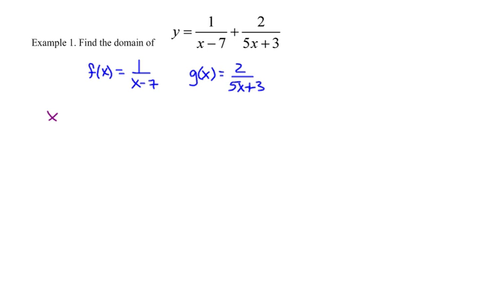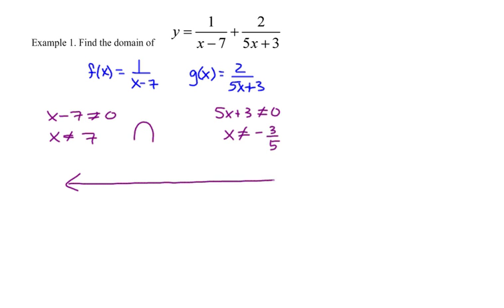x minus 7 can't be equal to 0, therefore x can't equal 7. Okay, and what about the next guy? Okay, so 5x plus 3 can't equal 0, so x can't be equal to negative 3 over 5. Yeah, negative 3 over 5. So our domain would then be both, we need both of those, right? Because if we take this function, x can't be equal to negative 7. Positive 7, actually.